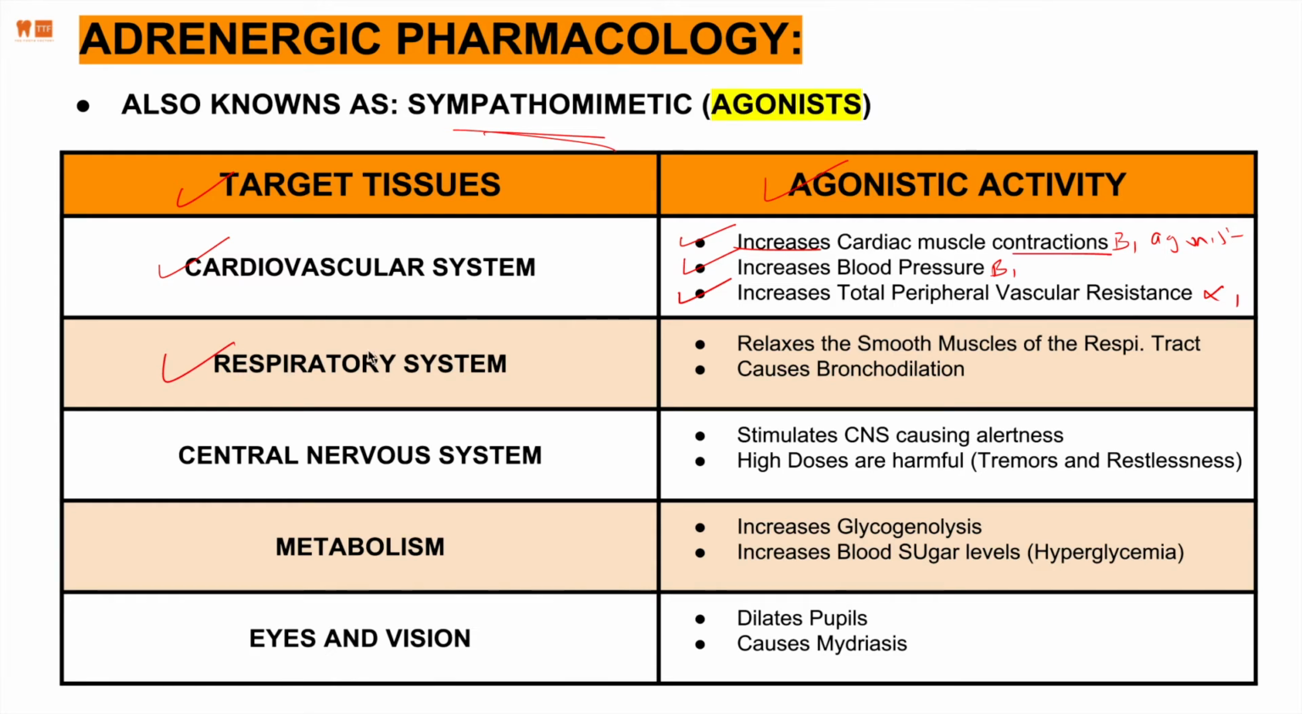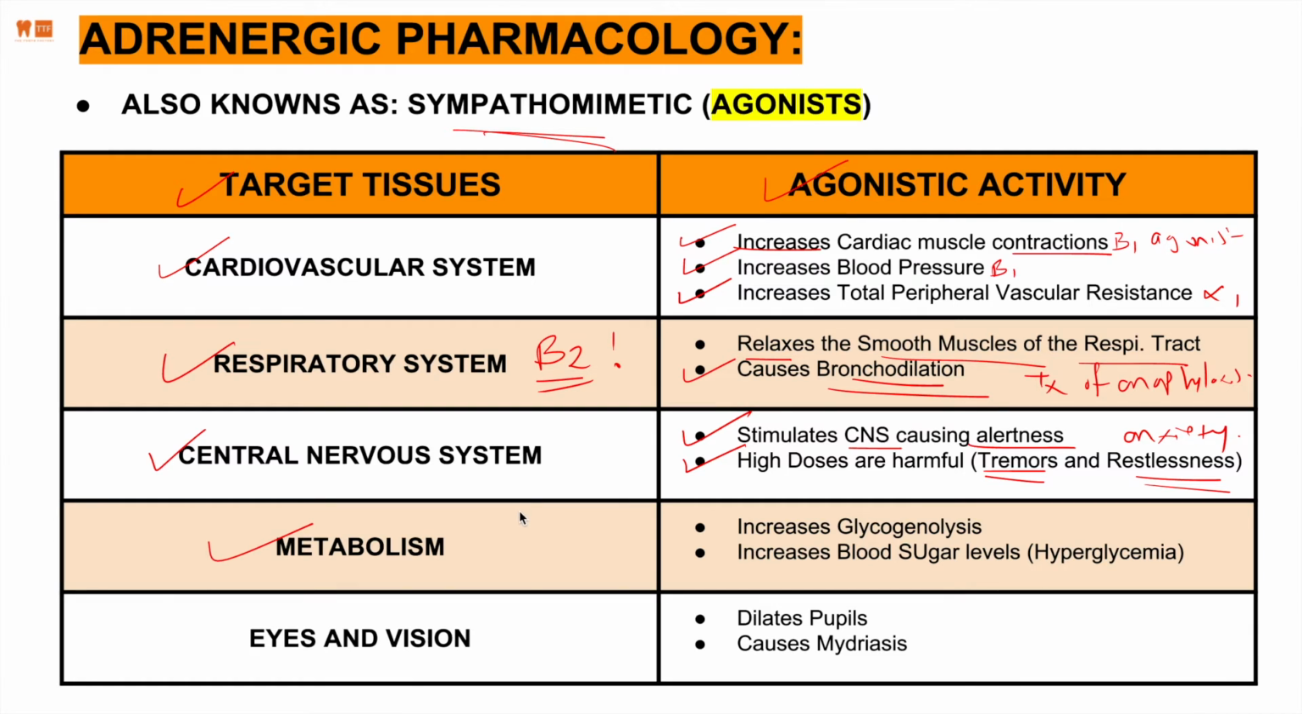Okay, in respiratory system, the lungs. Remember, as soon as lungs kick in, our minds are drawn to beta-2, right? Well, it relaxes the smooth muscles of the respiratory tract, causing bronchodilation in the treatment of anaphylaxis. Remember the story from a previous slide, guys? Great. Okay, central nervous system. This is new. We haven't talked about this yet, but it tends to stimulate the CNS and causes alertness. However, high doses can be harmful because it can cause tremors, restlessness, anxiety, apprehension, these types of things.